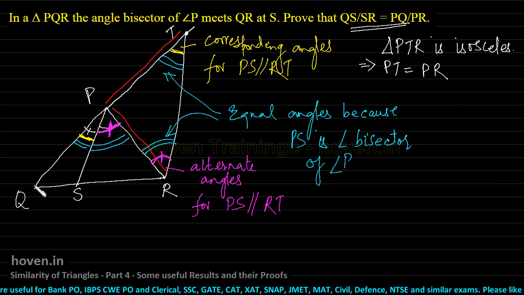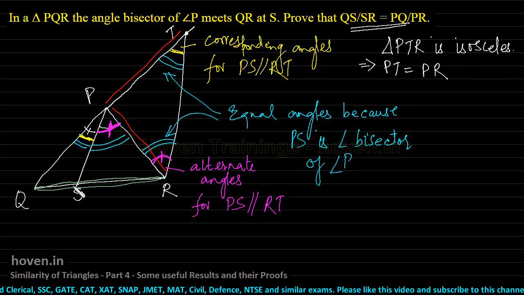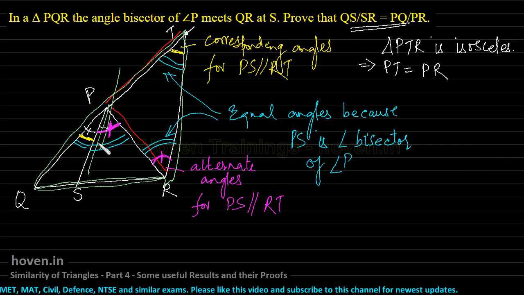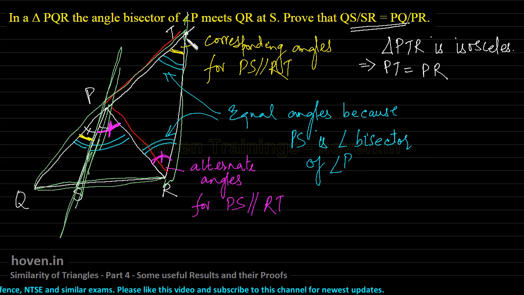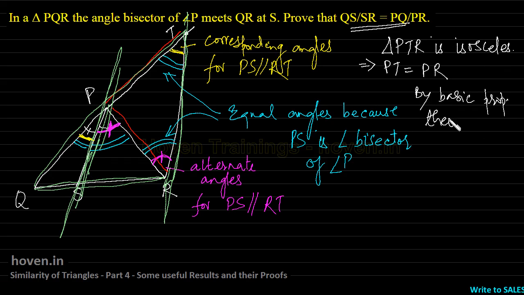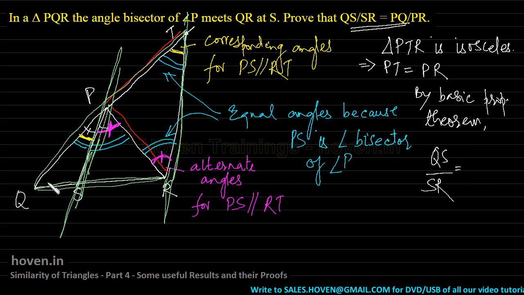Now let us attend to this bigger triangle. This triangle. This bigger triangle. In this case, this PS is this line and this is the base. So by the basic proportionality theorem, if we observe this triangle, QS by SR should be equal to QP by PT.